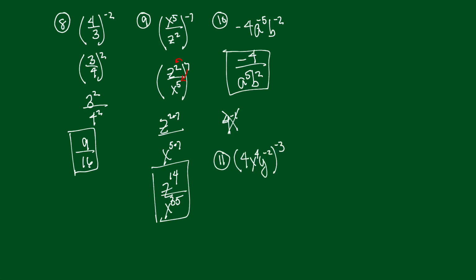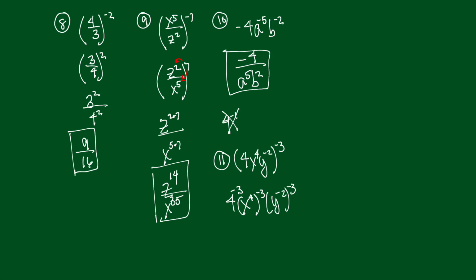Now in this number 11, we've got a power, but look inside the parentheses. It's all multiplication, right? So I'm going to distribute that negative 3 to each one of these factors. So I'll get 4 to the negative 3, x to the 4th to the negative 3, and then y to the negative 2 to the negative 3.